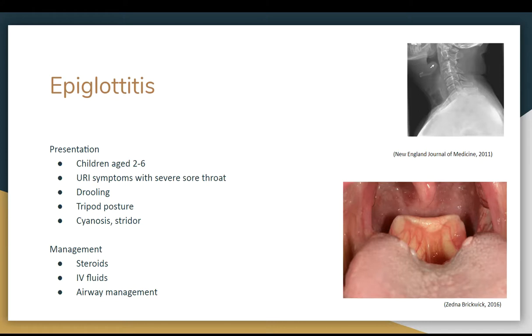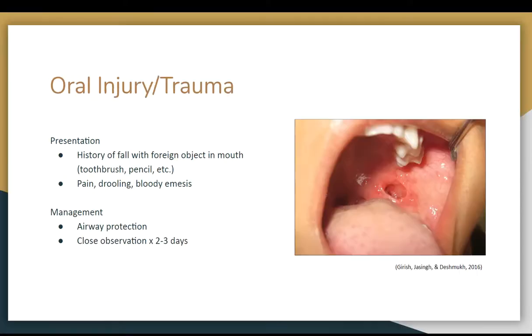On lateral x-ray of the neck, you may see what's called a thumb sign, which is where you can see the swelling of the epiglottis here. And the management of this is going to be steroids, IV fluids, and airway management.